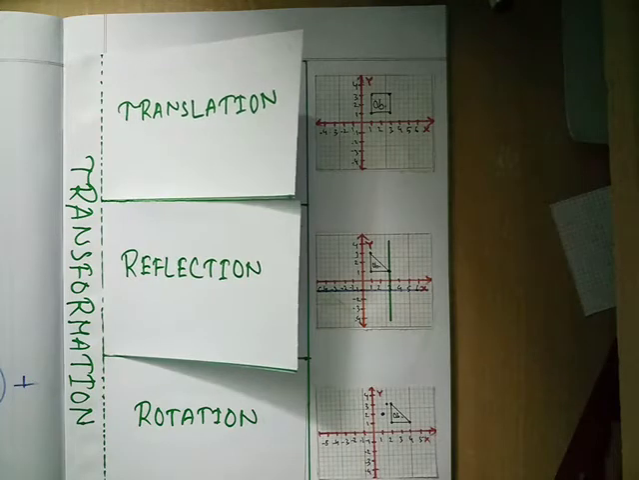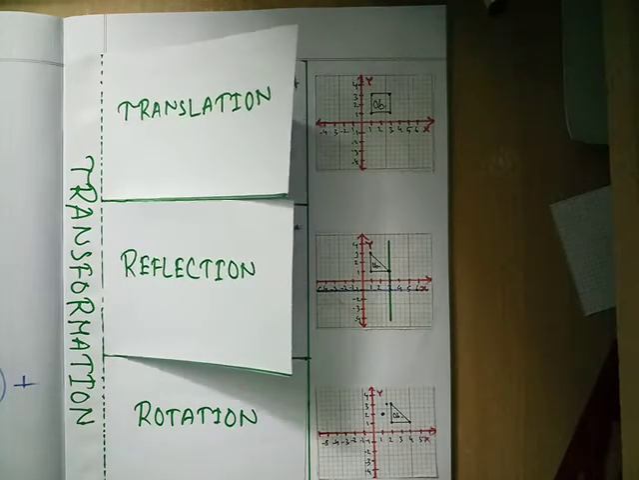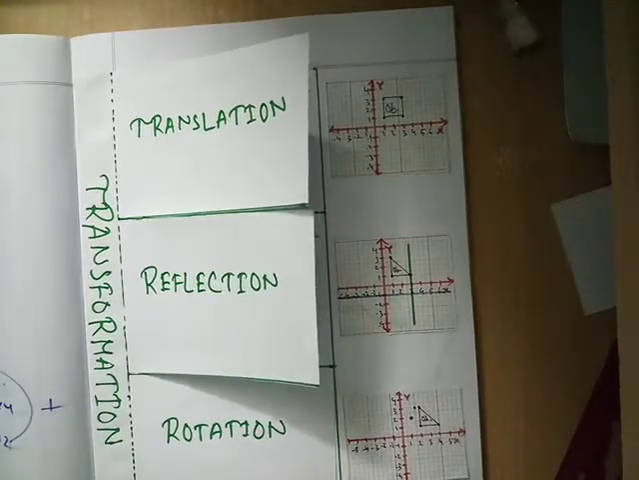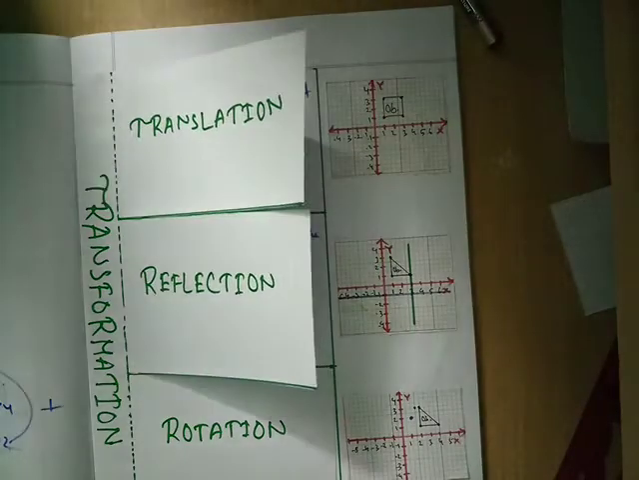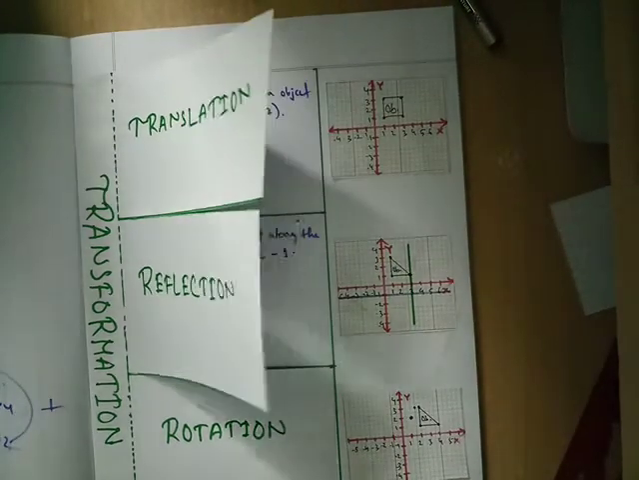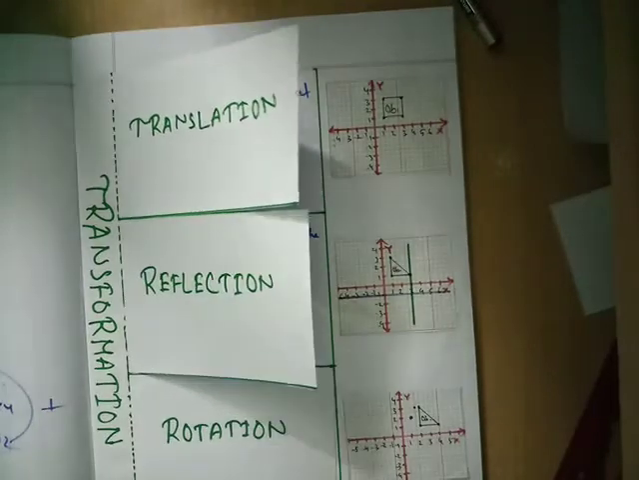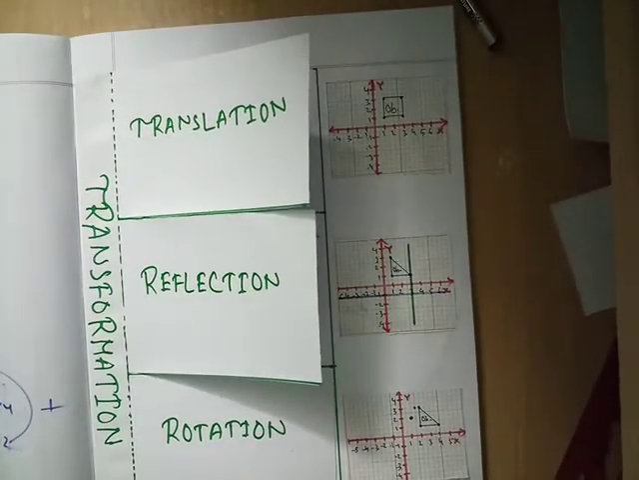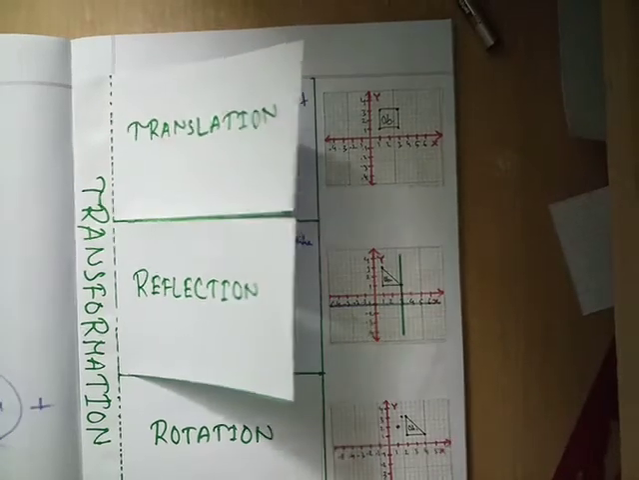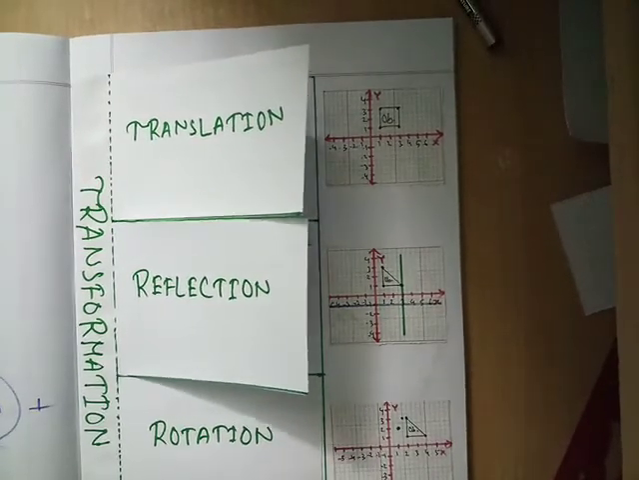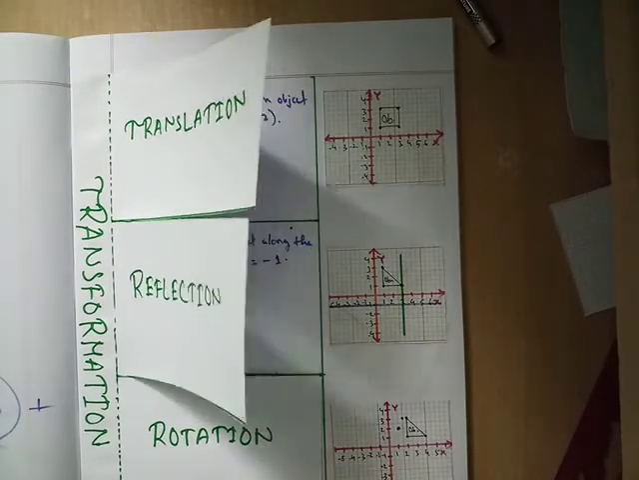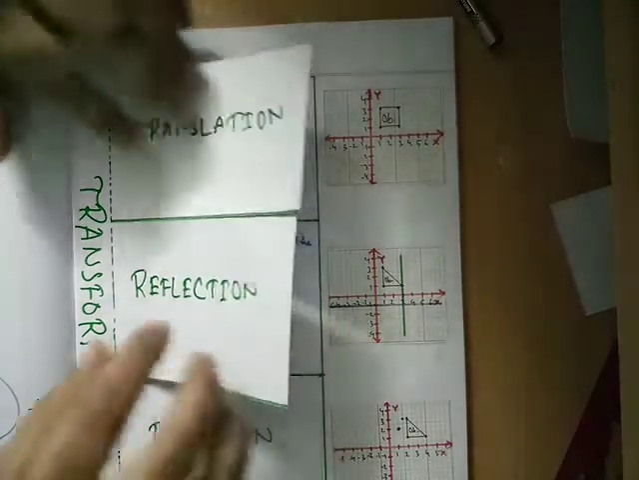So three of the types are called isometric or rigid, which means after we transform the shape, the position changes, but the original shape remains the same. The size does not change. And the last one is enlargement, which is not an isometric or rigid transformation, because after enlarging a given object, the size of the shape changes. Okay, so let's start with it.